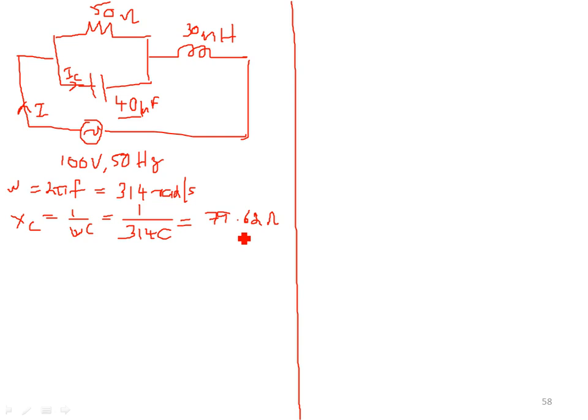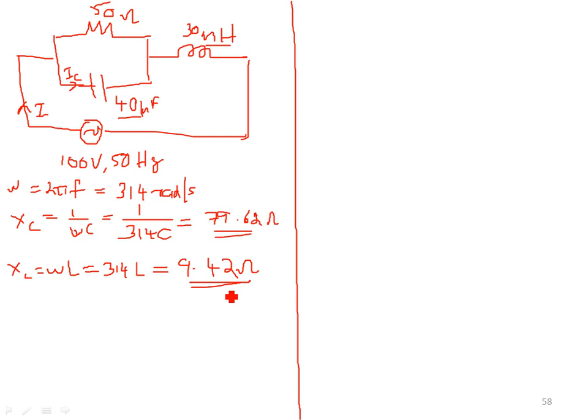Now, coming to what is XL. XL is omega into L. That is 314 into L. What is inductance L? L is 30 millihenry. So, it is 314 into 30 into 10 raised to minus 3. So, it is 9.42 ohm. Okay, so you got Xc as well as XL.